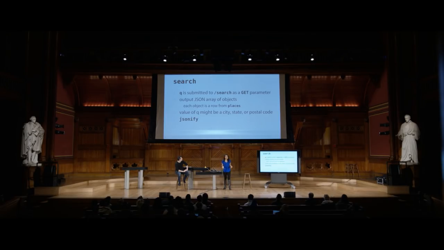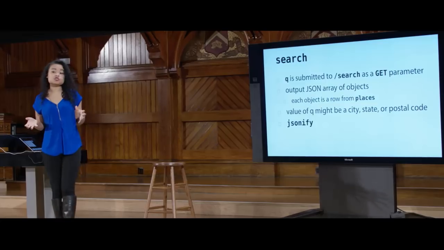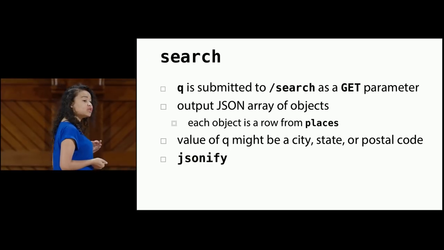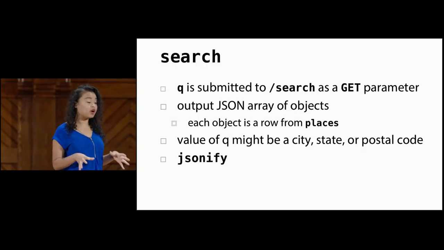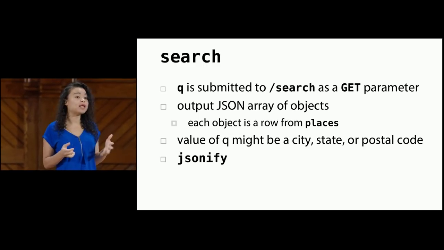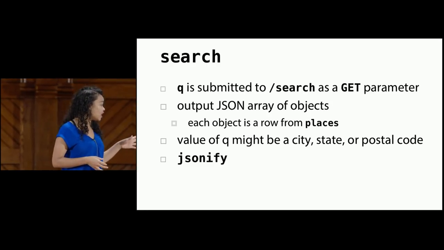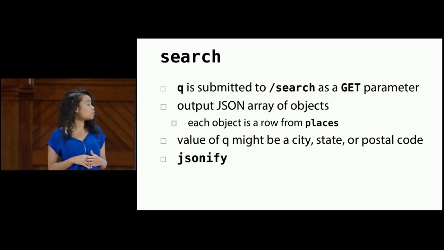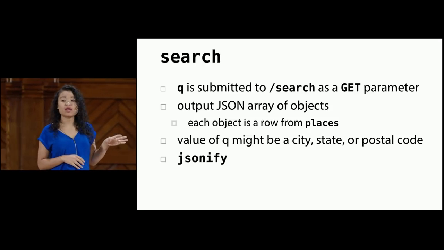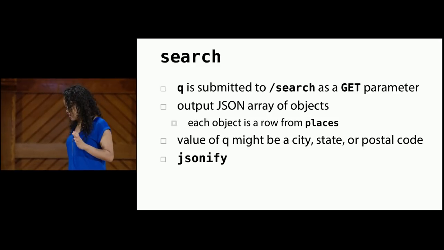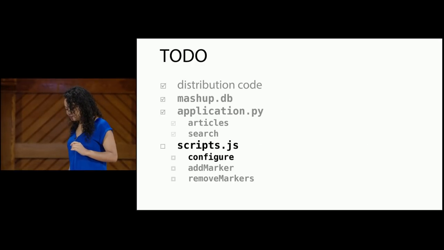All right, so just to summarize what we just went over, within search, Q is going to be submitted to search as a GET parameter, and it's going to output a JSON array of objects, and each object from that row is now going to be from places. And so the value of Q, as we demonstrated just now, was a postal code, but it could also be a city or a state. So that's just to summarize how search is working.